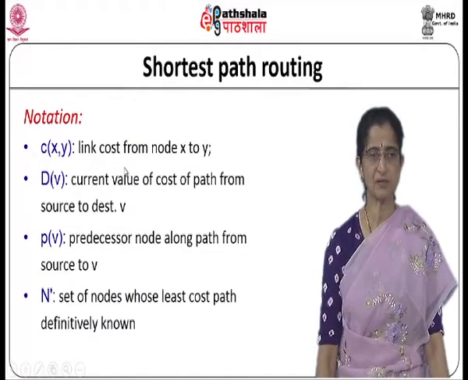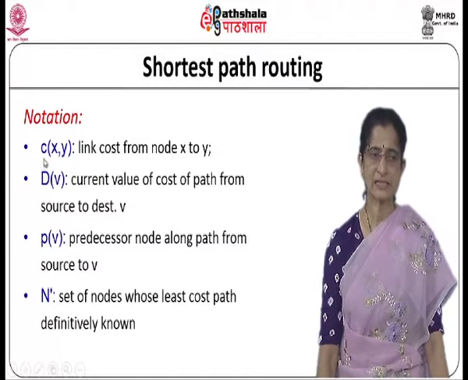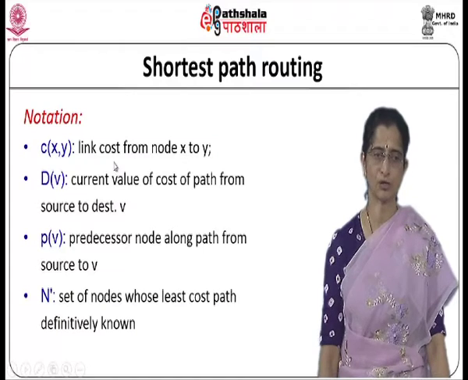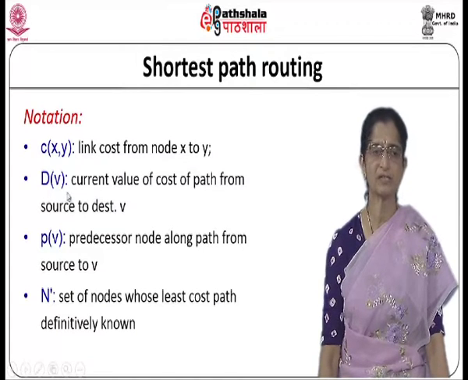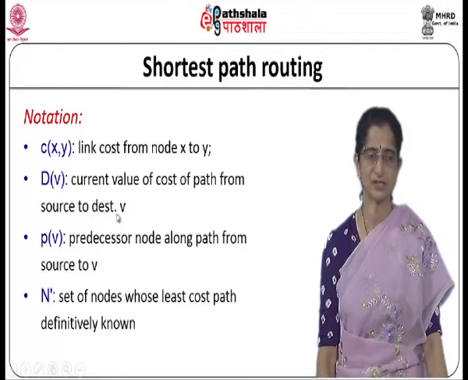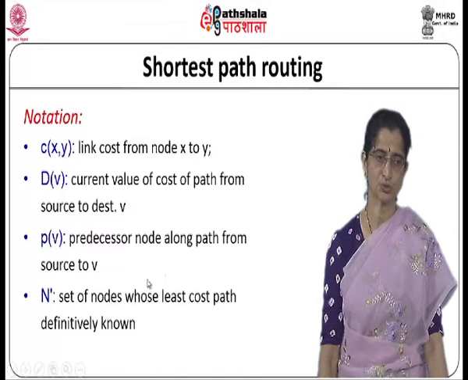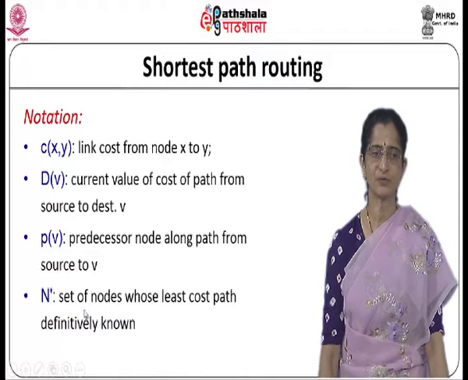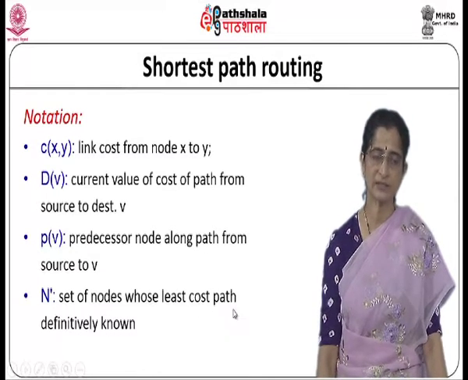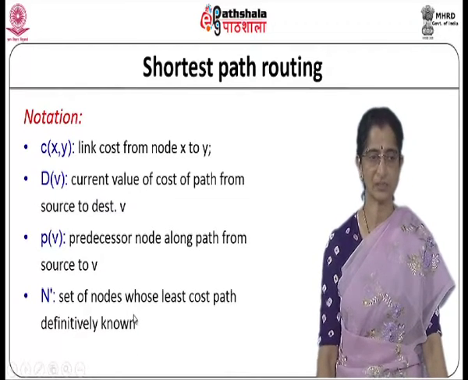Now, some simple notation to understand how this algorithm works. Let C(x,y) be the link cost from node x to node y. D(v) is the current value of the cost of the path from the source to the destination v. P(v) is the predecessor node along the path from source to v. N' is the set of nodes whose least cost path is definitively known, that is, the ones for which we have calculated the least cost path.